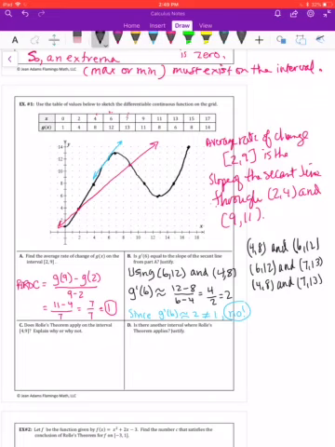Part C, does Rolle's theorem apply on the interval [4, 9]? Explain why or why not. And so what we would be looking for is, not f, it would be g, sorry. Is g of 4 equal to g of 9? And so our g of 4 is 8. And does it equal g of 9, which is 11? And it's like, no, it does not. 8 does not equal 11.